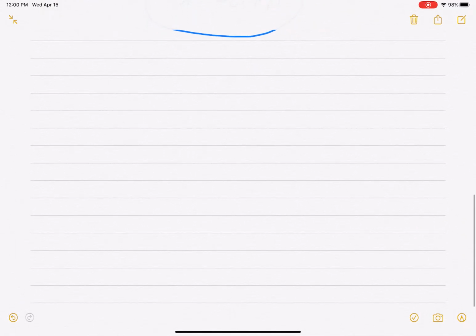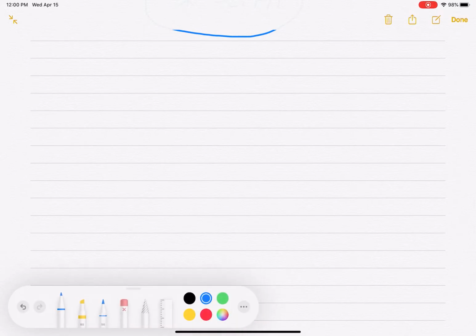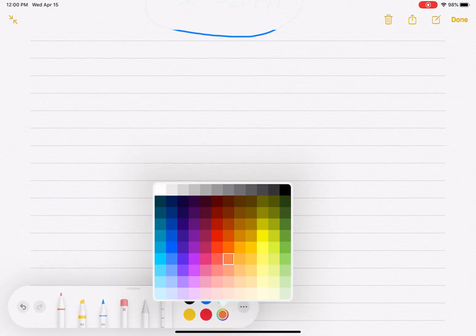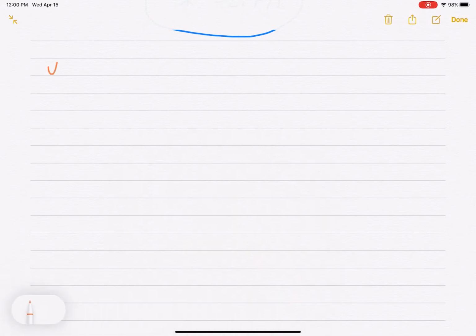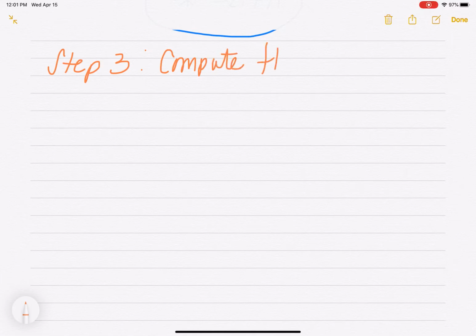Step 3. We're going to compute the test statistic value.